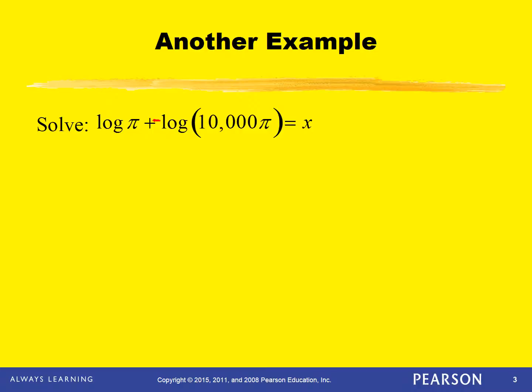So with the minus here, we're going to use the rule that the log of a quotient is the difference of the logs. We have a difference or subtraction of logs. We're going to write it as the log of a quotient. So log pi over, well, it's a quotient of the two arguments, so 10,000 pi.